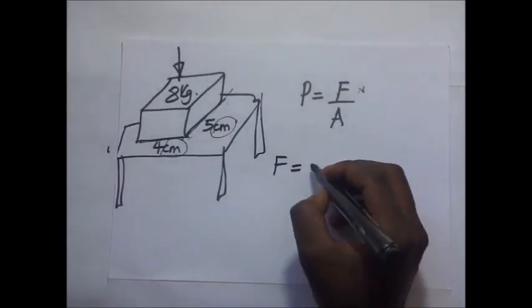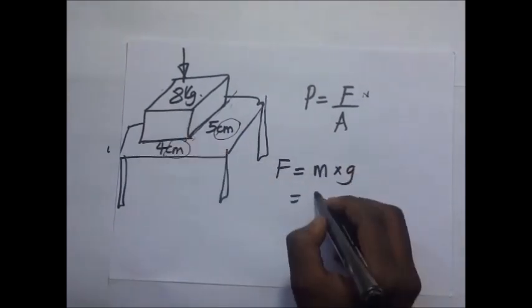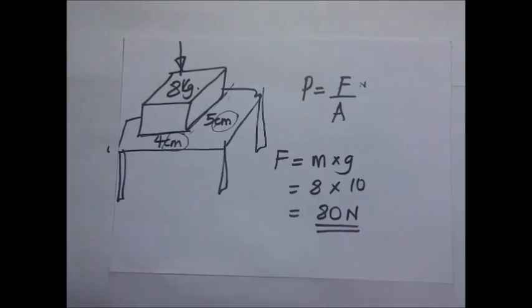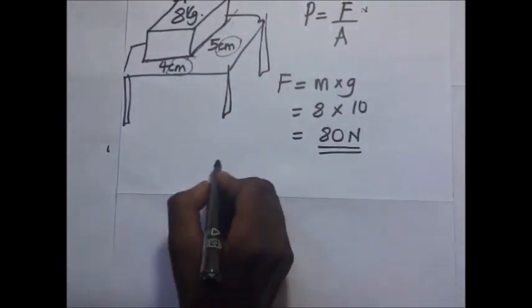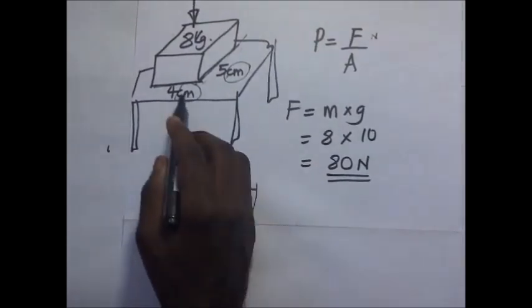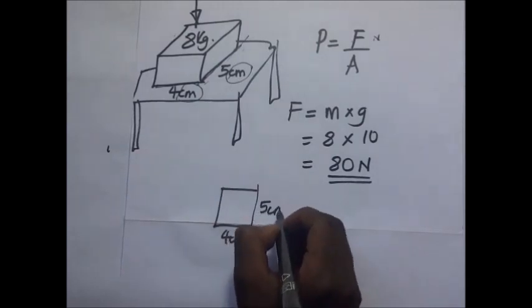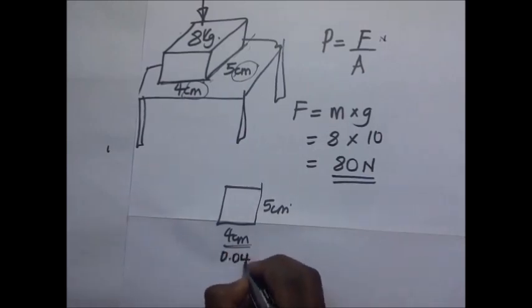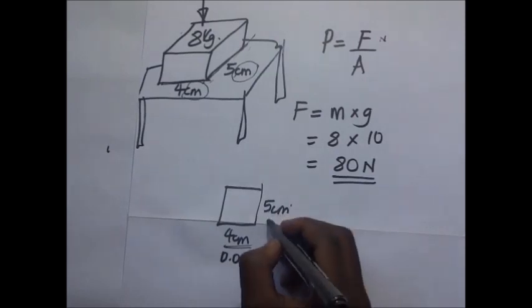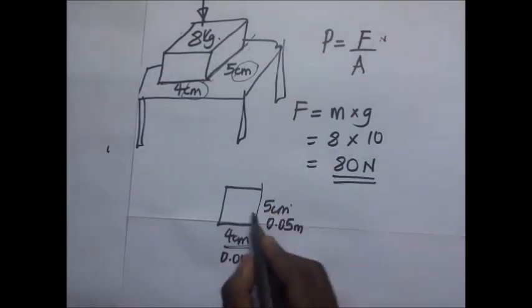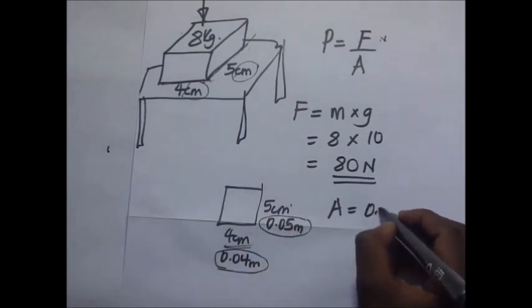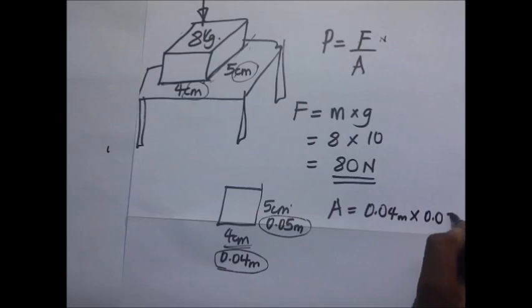So we shall begin by getting the force. Our force is going to be mass times gravity, and the mass is 8 kilograms, so it's 8 times gravity, which is 10, and that is going to give us 80 newtons. Then after getting our force, we shall go ahead and get the area of this face. Now the face is 4 centimeters by 5 centimeters, but we need to convert this first to meters. So 4 centimeters divided by 100 gives 0.04 meters, and 5 centimeters divided by 100 gives 0.05 meters. So the area is going to be 0.04 meters multiplied by 0.05 meters.